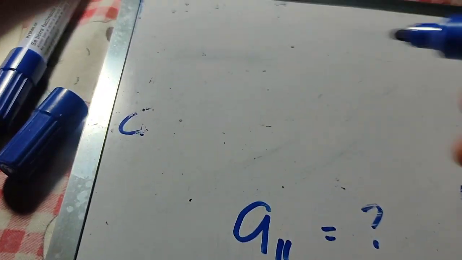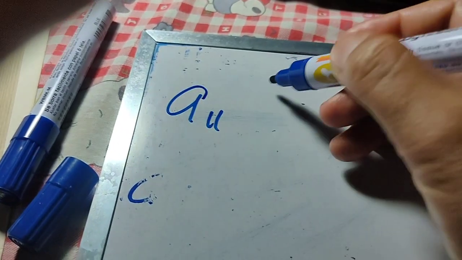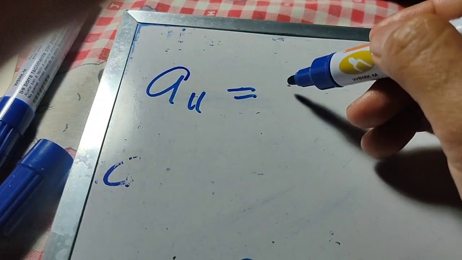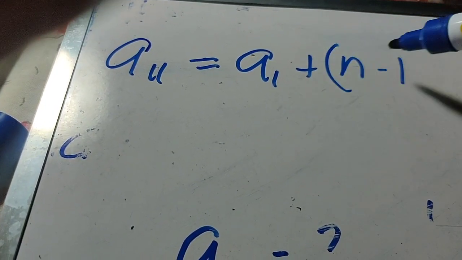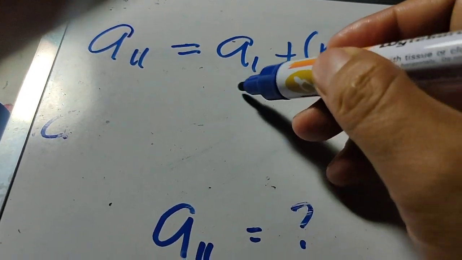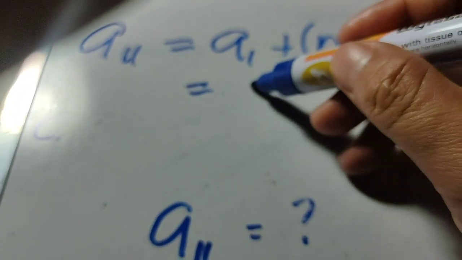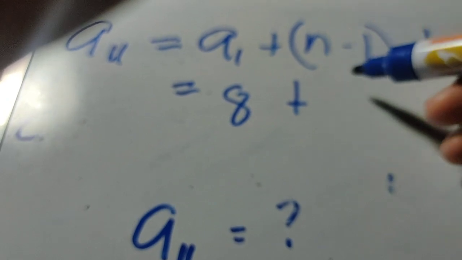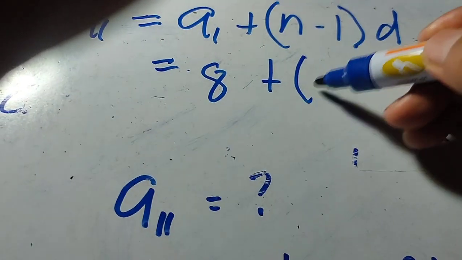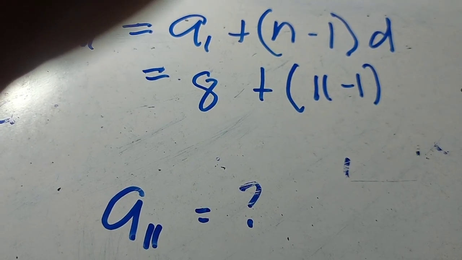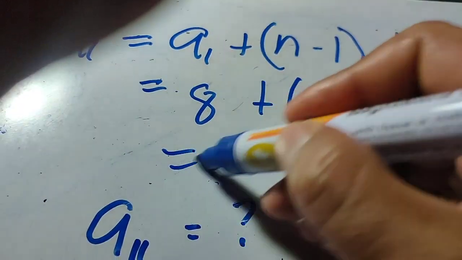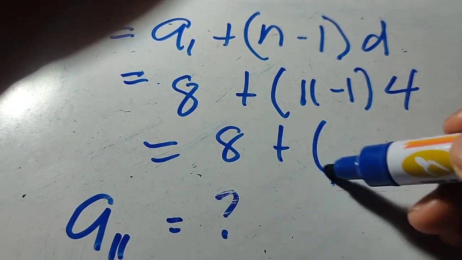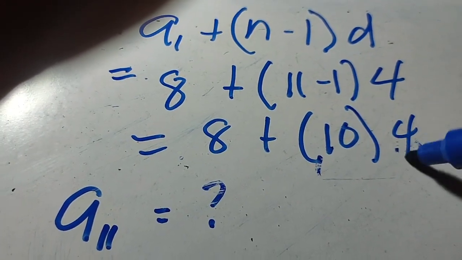So meaning the 11th term. A sub 11, as our unknown, is equal to a sub 1 plus n minus 1 quantity times d. So we have already our a sub 1, which is equal to 8, plus n minus 1, or 11 minus 1, times the common difference, which is equal to 4. So we have 8 plus 11 minus 1 is 10 times 4.